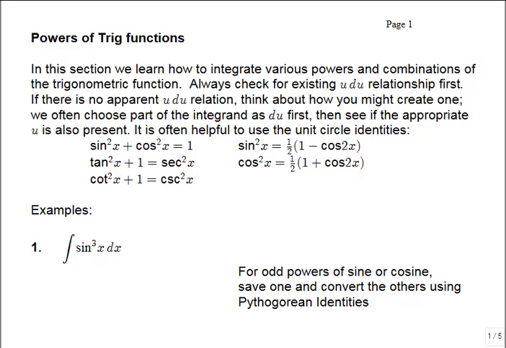Welcome to the video lecture on powers of trig functions. In this section, we learn how to integrate various powers and combinations of the trigonometric functions.